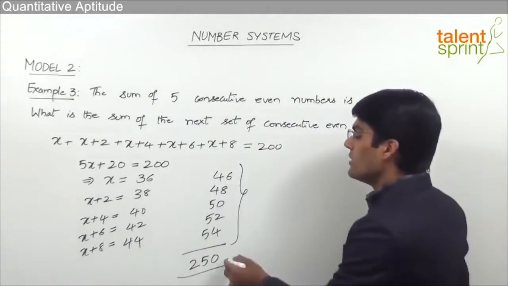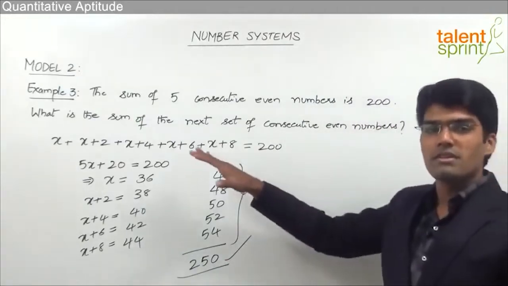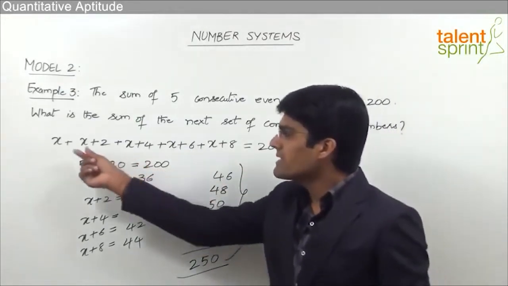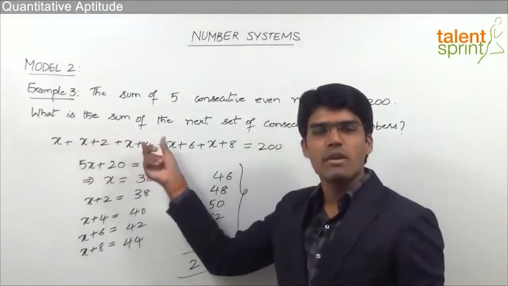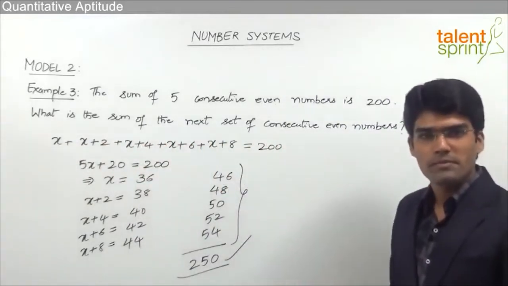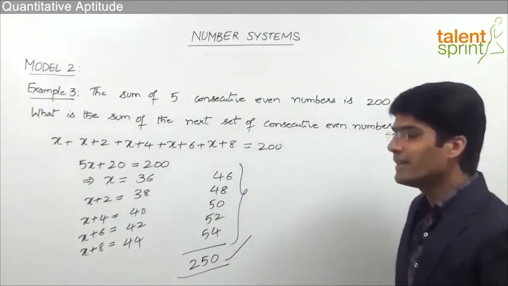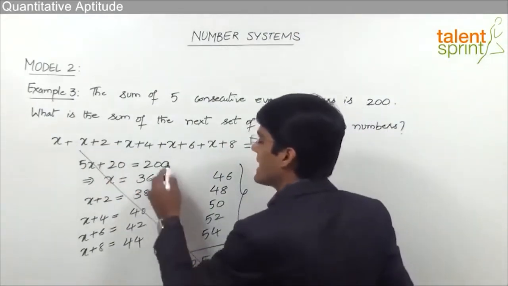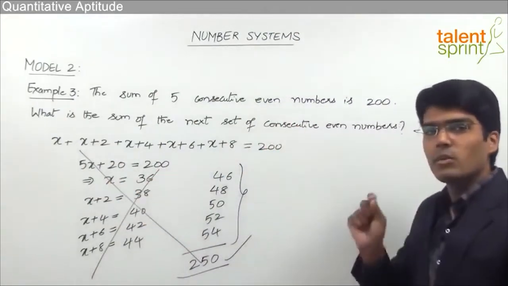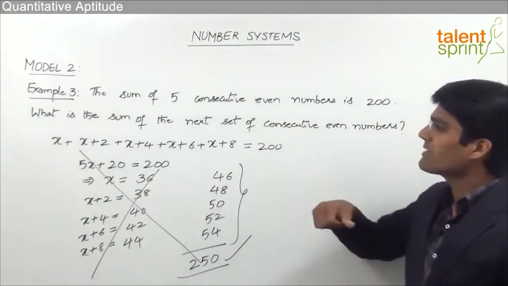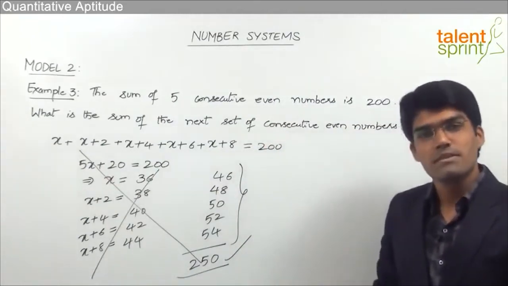So this is how you can solve this question in the general procedure. That is by using the consecutive numbers as x plus 2, x plus 4, x plus 6 and so on. But friends, if you try to be smart, the same question can be answered without writing any of these steps. We need not even find a single number to find out the sum of the next 5 consecutive numbers.